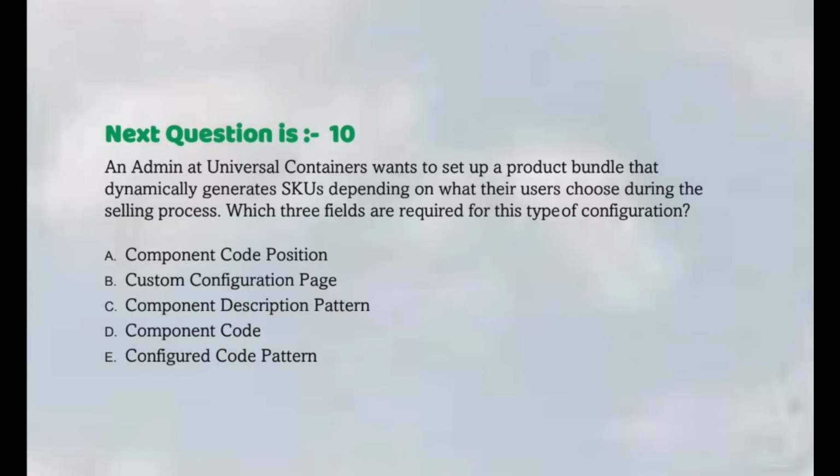Option A, component code position. Option B, custom configuration page. Option C, component description pattern. Option D, component code. Option E, configured code pattern. Correct answer is option A, D and option E.